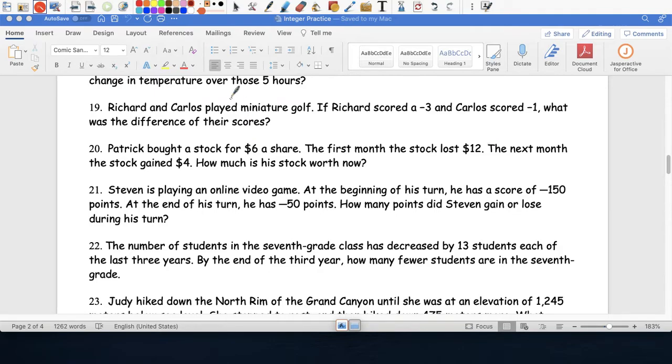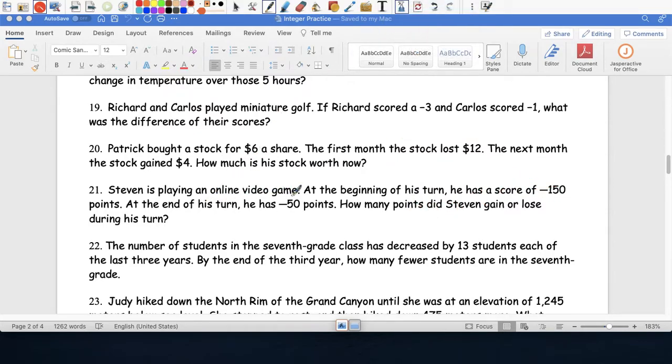Okay. So 6, right? The initial price was positive 6 plus lost 12. We can write it as plus negative 12. And the next month again goes positive 4. Or you could write it as 6 minus 12 plus 4. You get the same exact answer. 6 plus negative 12 is negative 6. And then negative 6 plus 4 is negative 2. So the company is doing pretty badly.